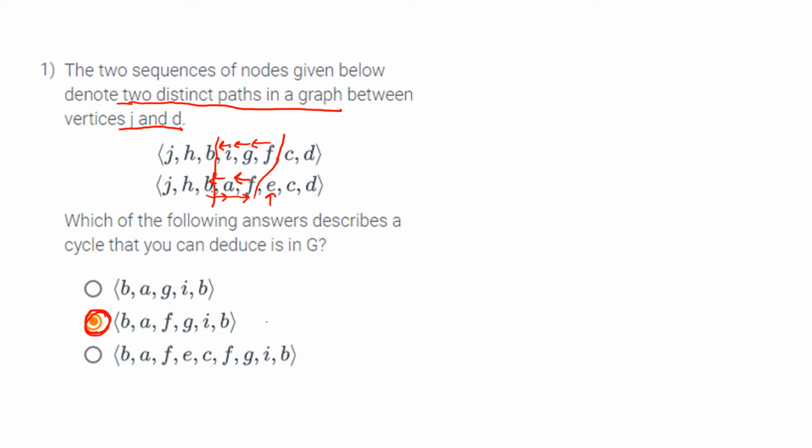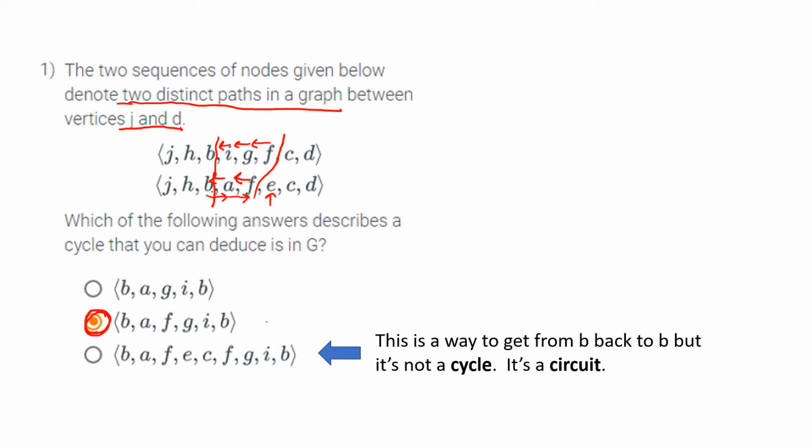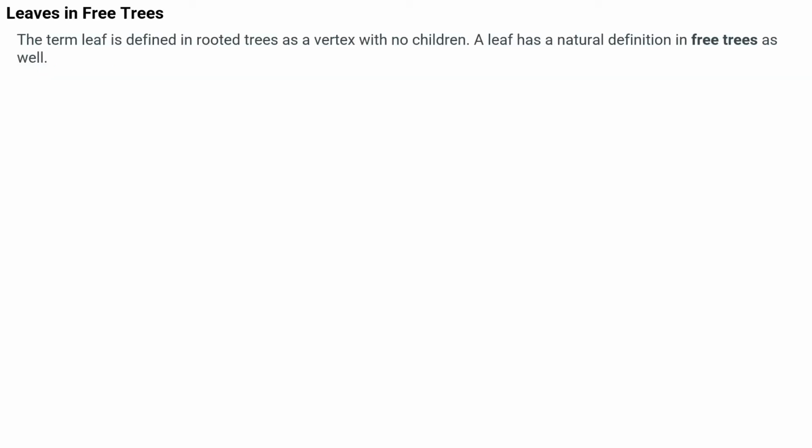But it's not a cycle because the F appears twice here. So it's definitely a circuit, but it's not a cycle. So that's why we would rule out this third one here. It's not a cycle, it's a circuit. So our answer would be that second one. And again, it turns out because of this that the graph they're talking about is not a tree.